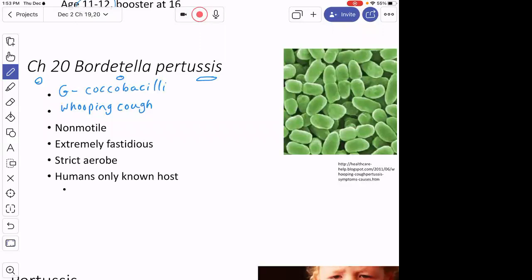Also considered non-motile, so no flagella. Extremely hard to grow in the lab. They're really picky, have to have just the right conditions, just the right media to grow. And it's a strict aerobe. So this is something that lives in our lungs, doesn't disseminate anywhere else in our body because it needs access to that oxygen. Humans are the only known host.